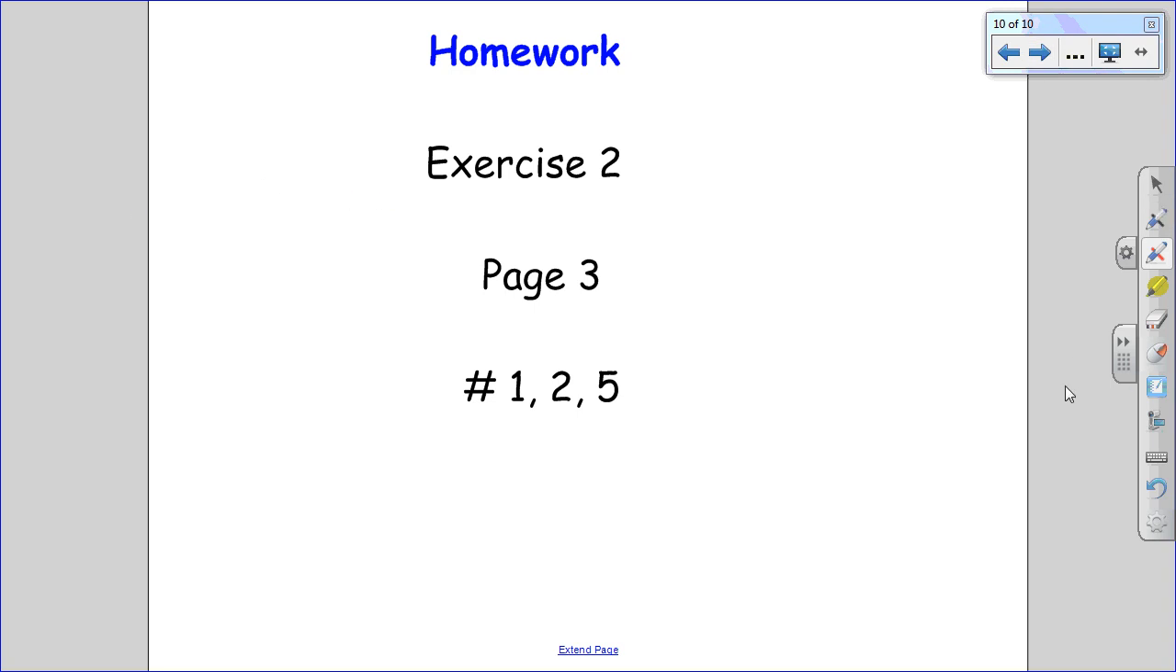Finally, before you come to class tomorrow, please work on exercise 2, page 2, numbers 1, 2, and 5.